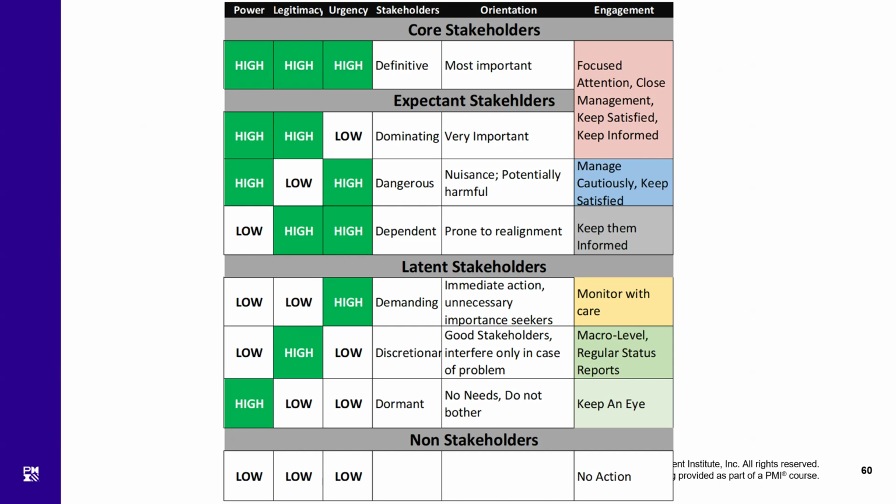So they are very good stakeholders because they don't bother you. The arbitrator keeps sitting in his office and he doesn't say, why do you not bring any cases to me? Why don't you have any conflicts? He doesn't ask you that. So he's a good stakeholder. Interfere only in case of problem. Otherwise, they are very cool.